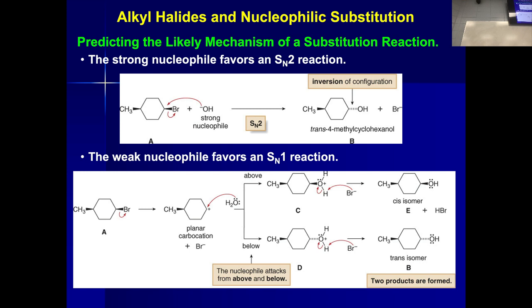But when I do this with a weaker nucleophile like water, the weak nucleophile can't just come in and kick the leaving group out. It's weak. It's not strong enough to do that. So what it has to do is it has to sit around and wait for the bromine to leave, or the bromide to leave a little bit. And when it leaves, I get a carbocation. Now, the oxygen of water can either attack from the top and give me the cis isomer, or it can attack from the bottom and give me the trans isomer. So I end up with 2 products, and these 2 products, are they going to be equal or unequal?